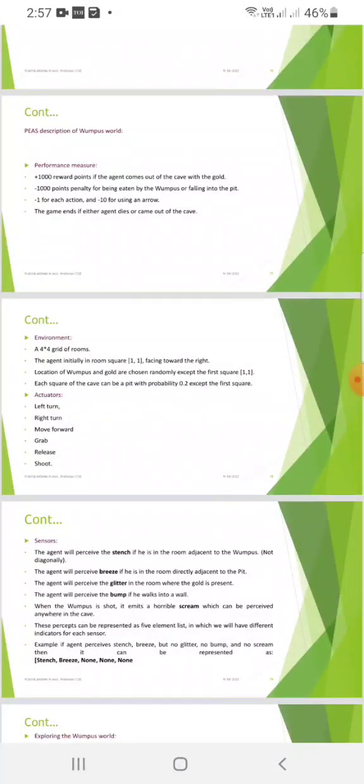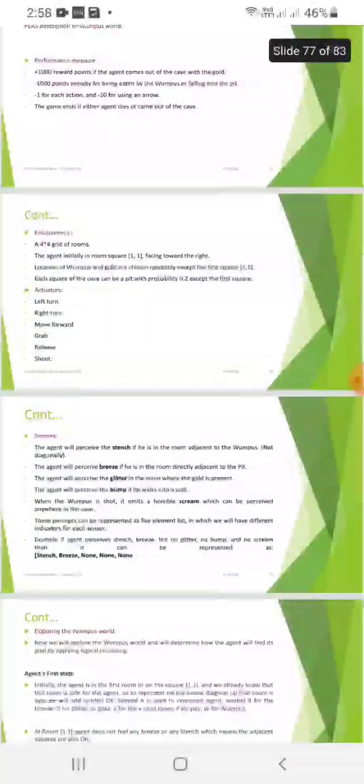And next come the actuators. What are all the actuators you can see? Actuators are nothing but the operations the agent is going to perform. He can turn left, turn right, move forward, grab, release, and shoot. These are all the operations which the agent is going to perform.